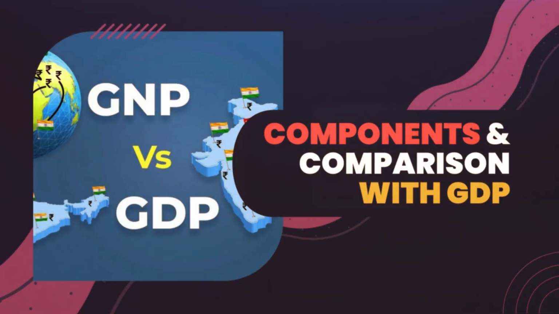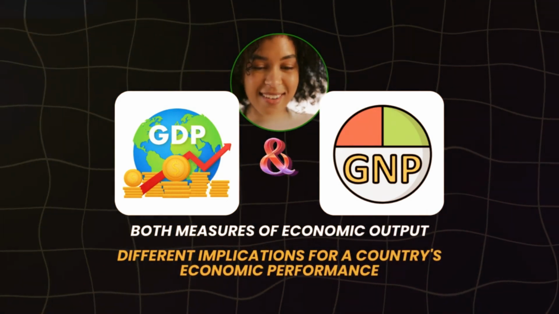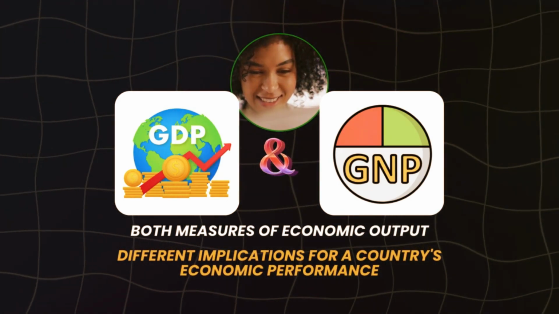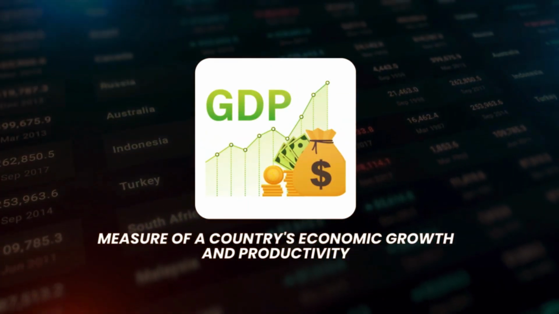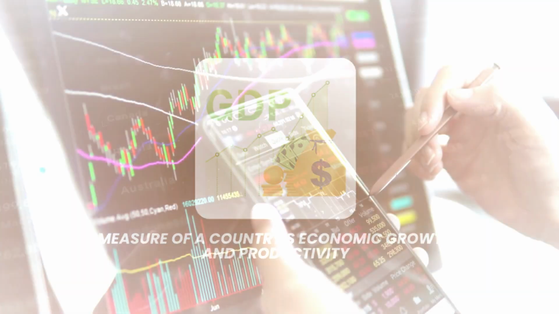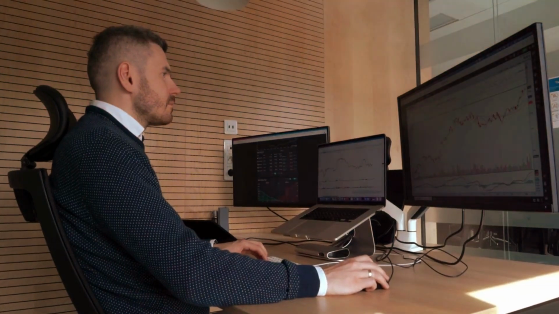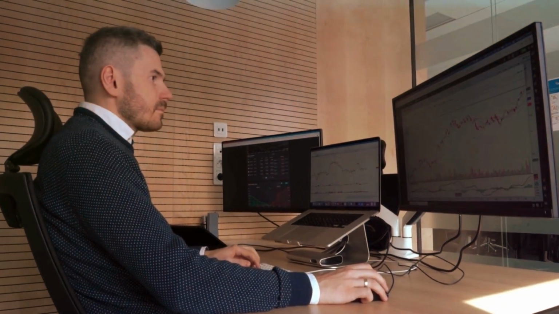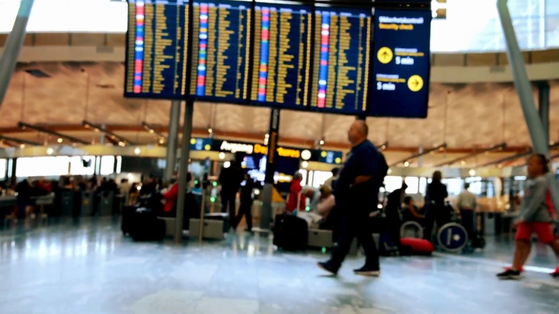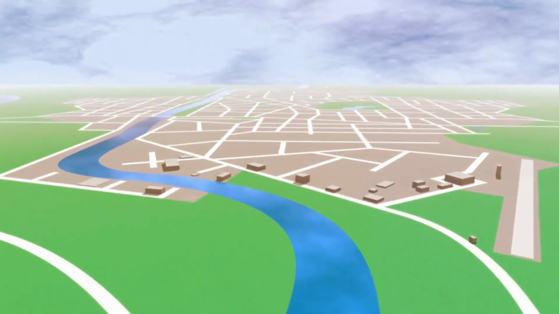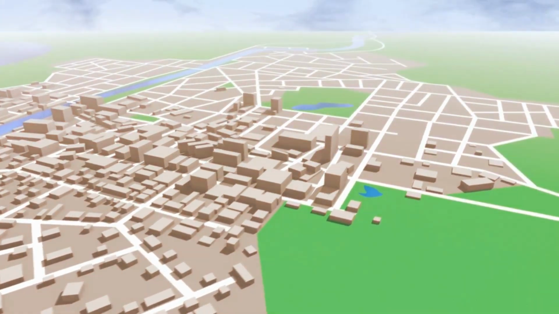Components, comparison with GDP. It is important to note that while GDP and GNP are both measures of economic output, they have different implications for a country's economic performance. GDP is often used as a measure of a country's economic growth and productivity, as it reflects the value of all goods and services produced within a country's borders. However, it does not take into account the economic activity of a country's citizens who may be living and working abroad. This can be a significant limitation, particularly for countries with large populations living abroad, as their economic activity may not be reflected in the country's GDP.